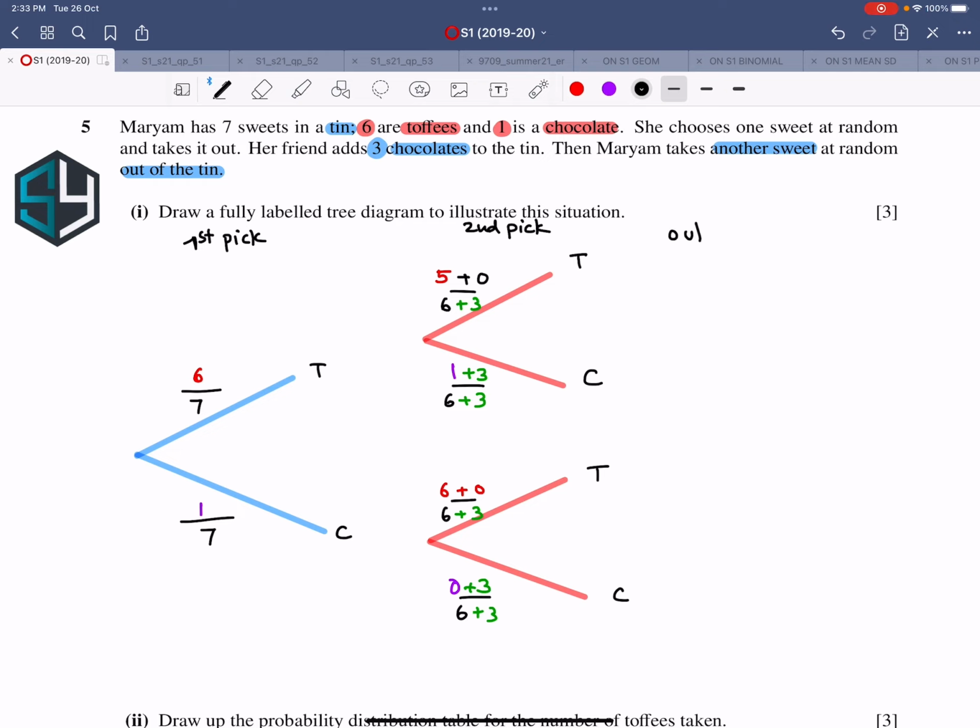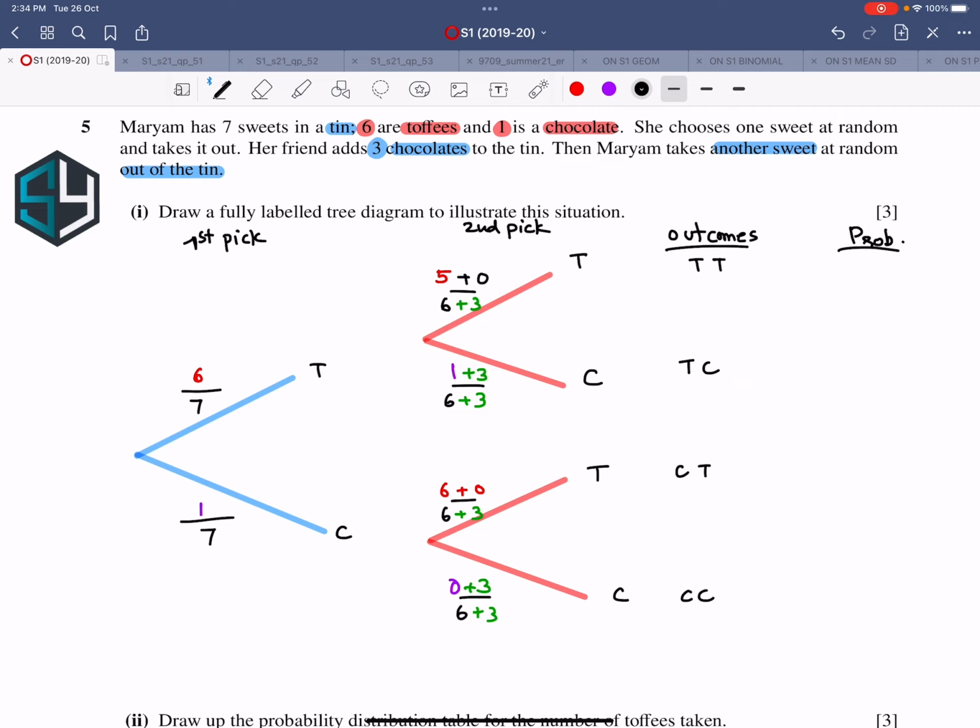Then you fill in the outcomes and then the probability, irrespective of what the examiner has wanted. So this is toffee, toffee. This is toffee, chocolate. This is chocolate and toffee, and this is chocolate and chocolate.